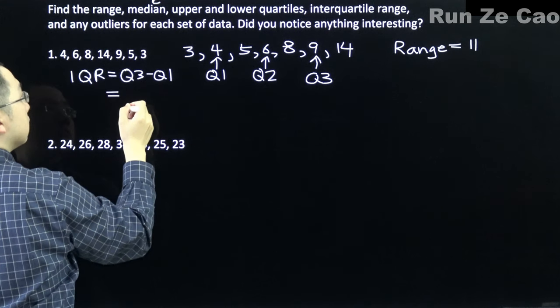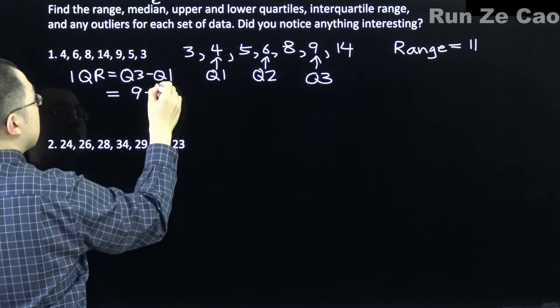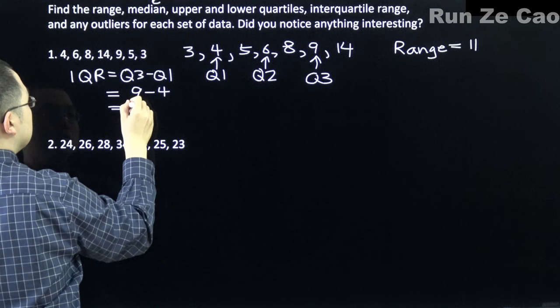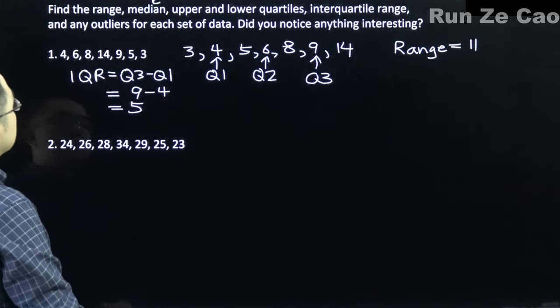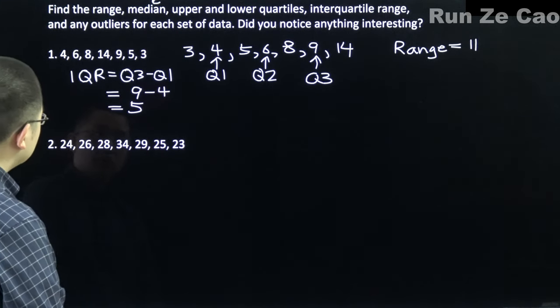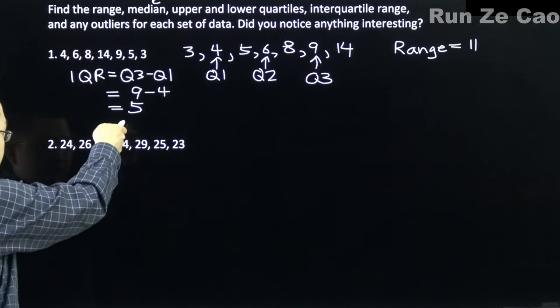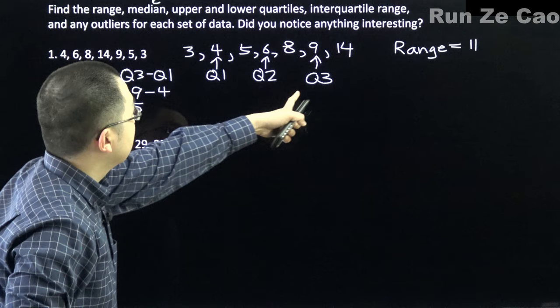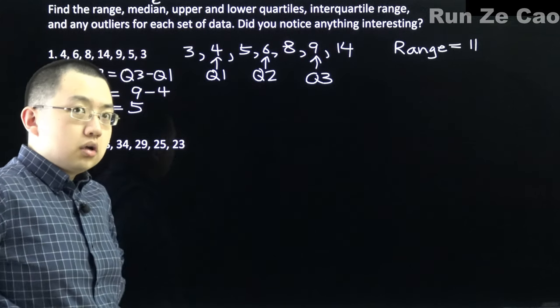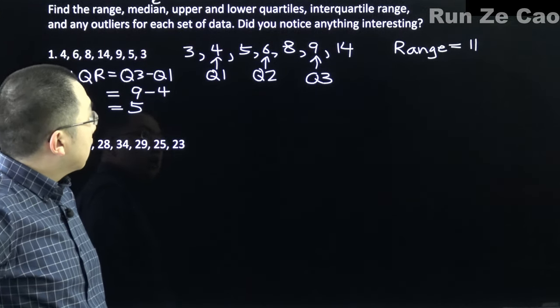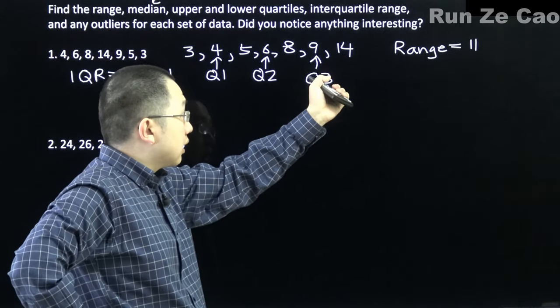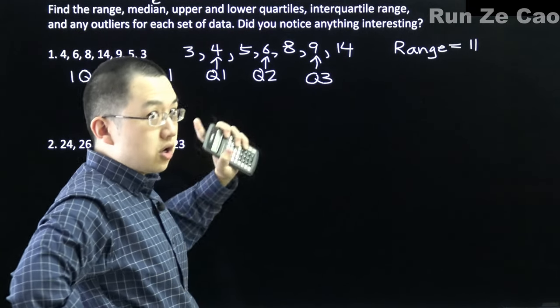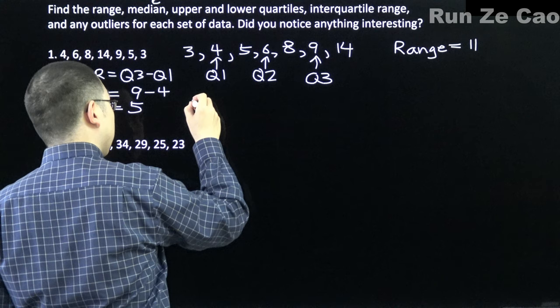Q3 minus Q1, so 9 minus 4, which is equal to 5. Outliers would have to be 1.5 times this, so 7.5 outside of the quartiles. As we can see, there would be no outliers. Okay.